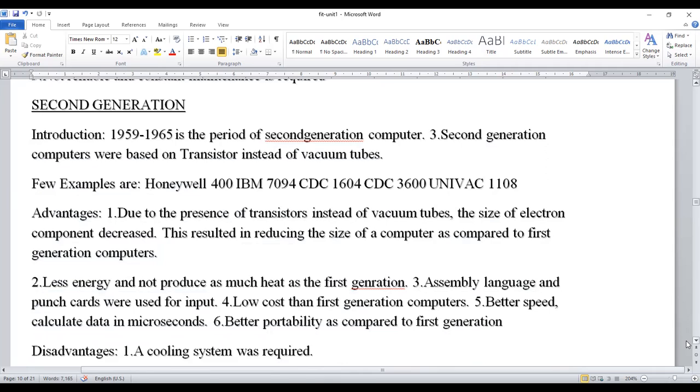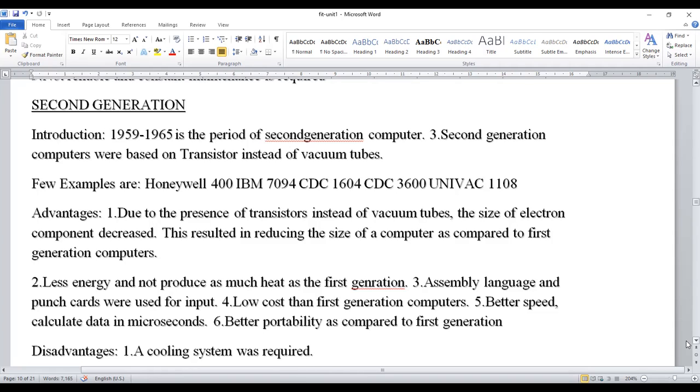Coming to second generation computers, they were invented from 1959 to 1965. A few examples are Honeywell 400, IBM 7094, CDC 1604, CDC 3600, UNIVAC 1108. These are all the different types of second generation computers.